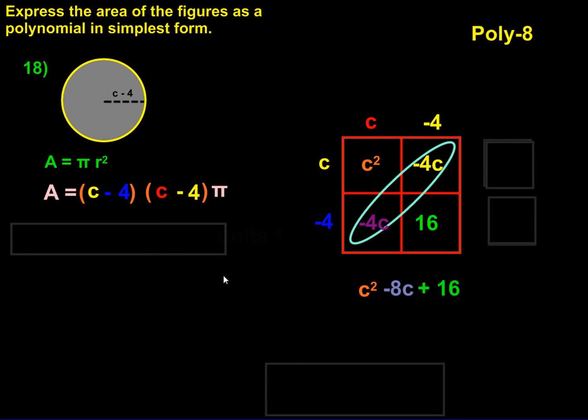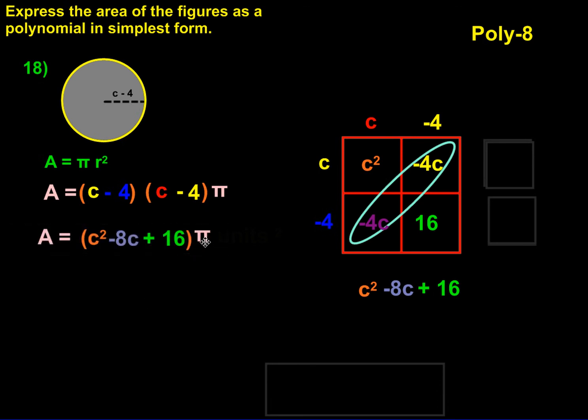Now I'm going to take this and substitute it for my two c minus 4s, but I'm still going to be multiplying it times pi, so I want to keep it in brackets. And as I look at this, the next step would be to distribute pi by each of these pieces in here, which would probably turn out to be quite messy. And so I think the easiest way to show this is to simply leave it exactly as it is. And since we're looking for area, we need to call it units squared. So the answer to number 18 is c squared minus 8c plus 16 times pi units squared.